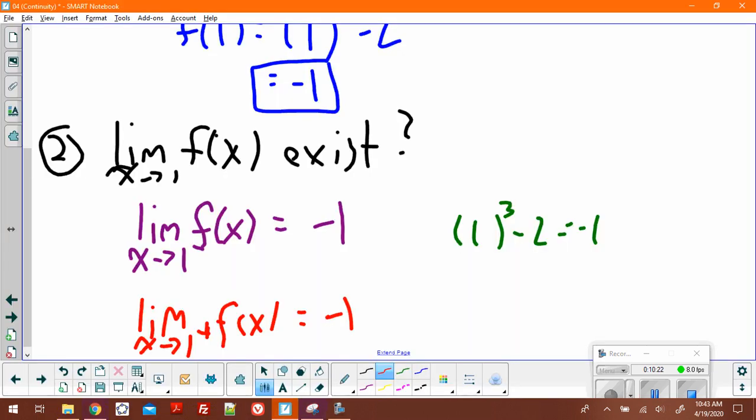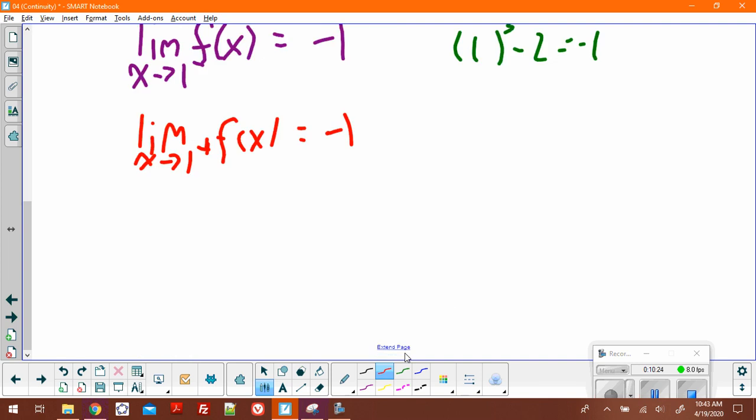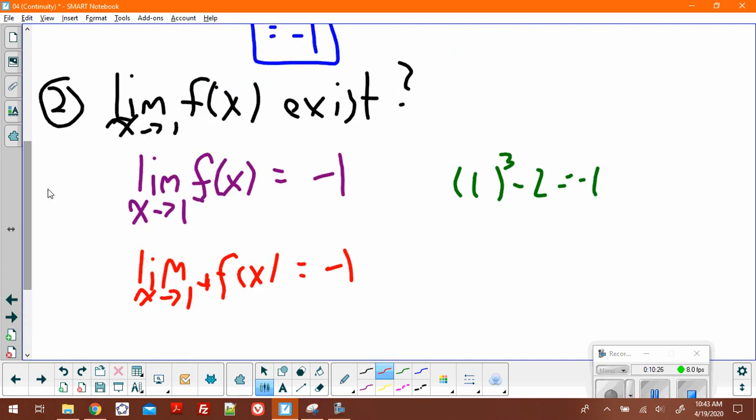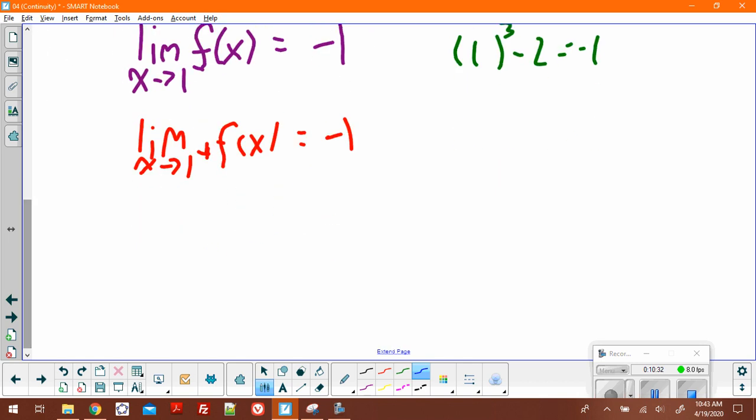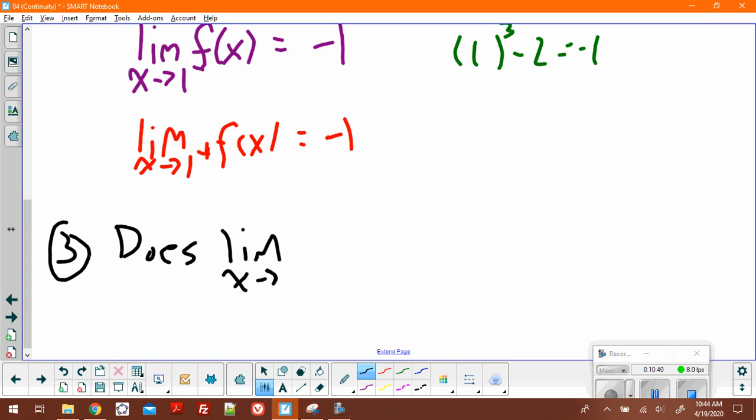So it also approaches -1. So the left and the right hand side agree. Therefore my limit exists, and this is good. Third criteria. Does the limit as x approaches 1 of f of x equal f of 1?